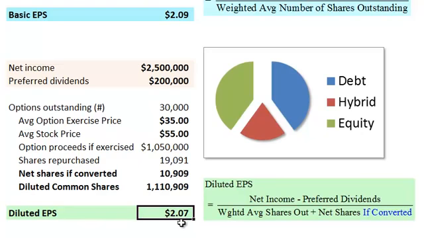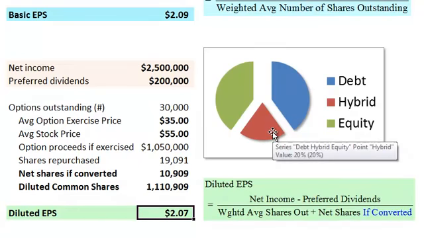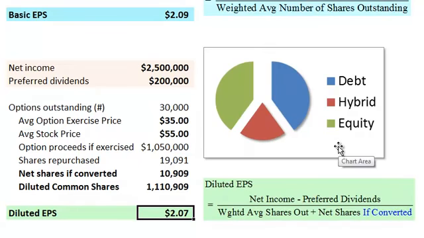So here I get the $2.07. And so one thing as an analyst you can do is compare the two just to see, as a rough gauge for the amount of potential dilution that hybrid class represents.